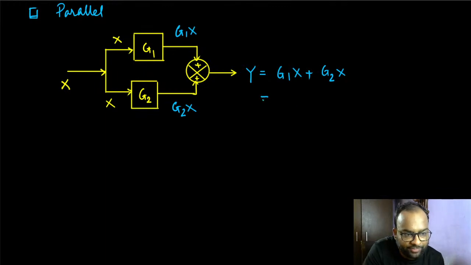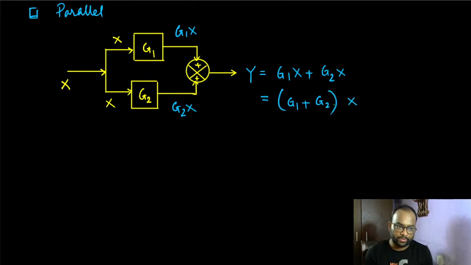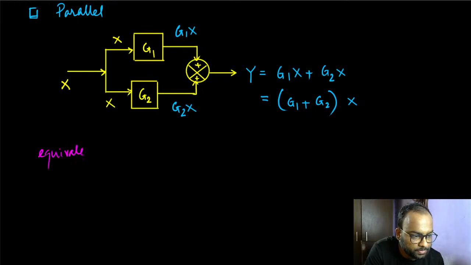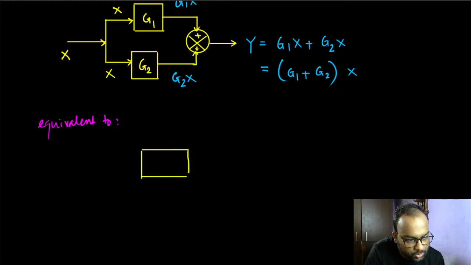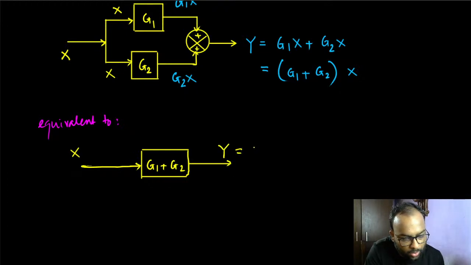And then we can factor out the x. That way we are going to have g1 plus g2 times x. So we can say this is equivalent to having one single system whose transfer function is g1 plus g2, and that is being excited with the same input x and producing the same output y, which is going to be equal to g1 plus g2 times x.